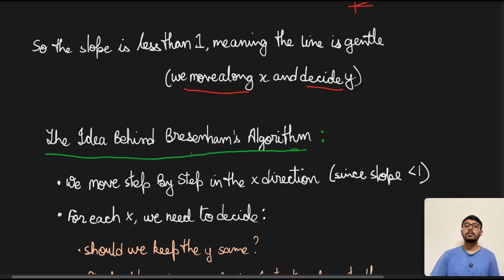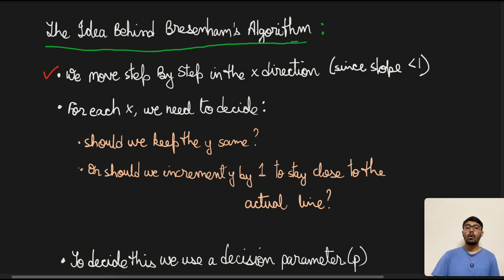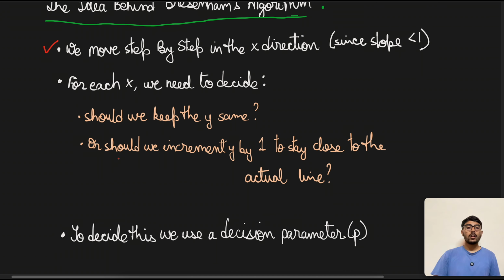So the idea behind Bresenham's algorithm is something like this. We move step by step in the x direction, right? For this example, for each x, we need to decide, should we keep y the same, right? That is the first question we'll calculate on, whether we keep the y same or not, or should we increment y by 1 in order to stay close to the actual line, right? We are obviously approximating here as well, but the idea is to keep the line, even in discrete scenarios, as close to the actual line. To decide this, we need a decision parameter, which we will see.